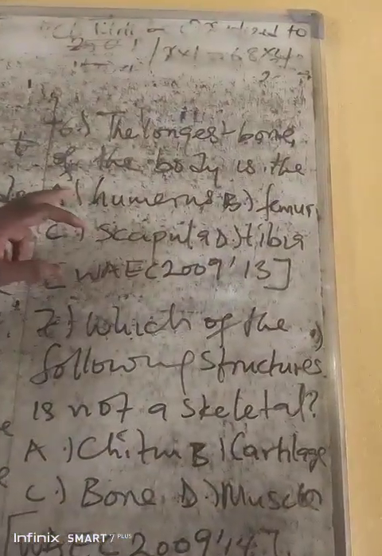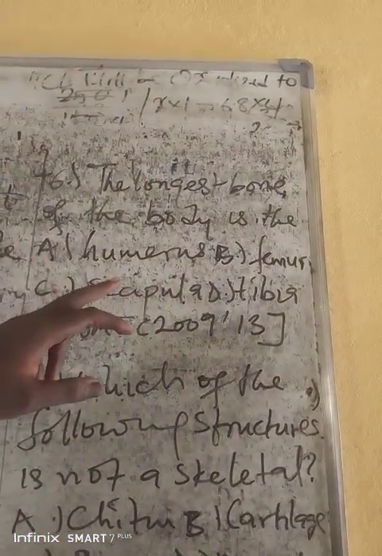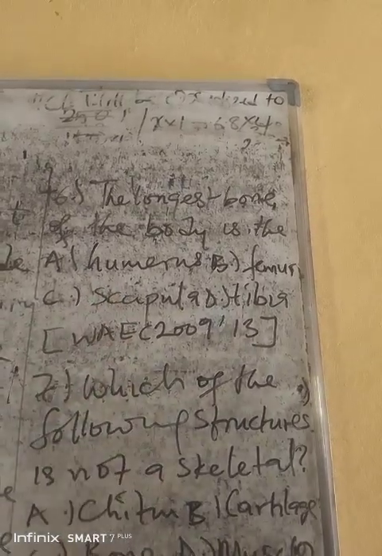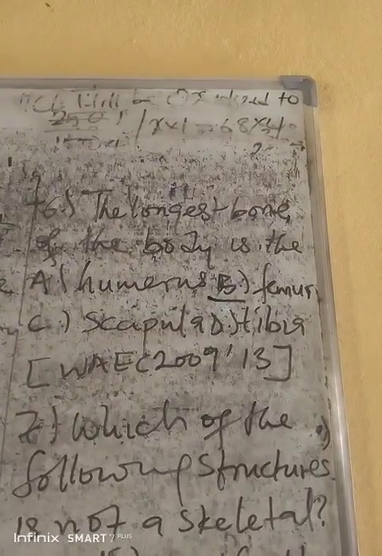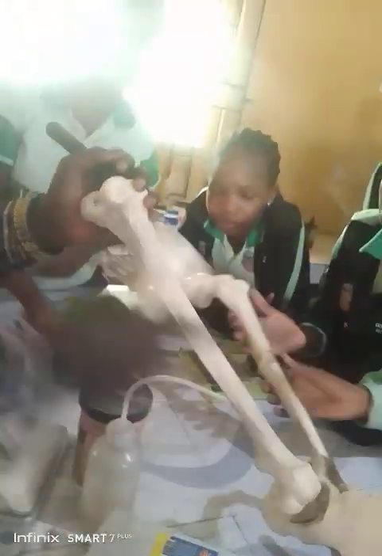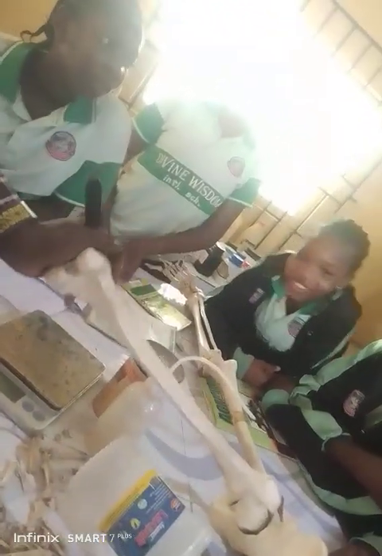The longest bone of the body. Can you correct the answer? Femur. You have seen it. That's the bone of the thigh. Now come and show it here. See it here. So this is the femur, the thigh bone, the bone of the upper hind limb. That is the thigh. It's the longest bone.